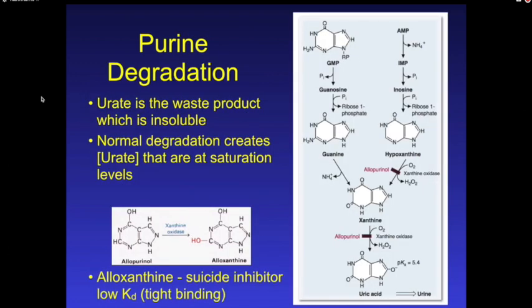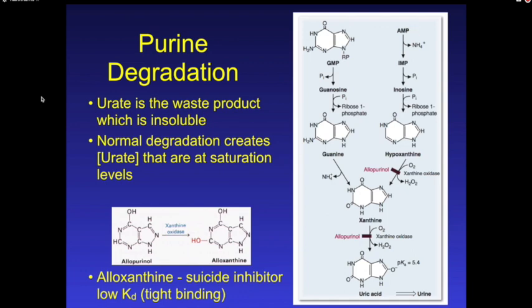Now, the purine degradation, this is where we get an issue. And as we go through the degradation, what we're going to do is look at the bases without the sugar attached. And so GMP will be dephosphorylated by the nucleotidase. That was the first enzyme we looked at before. And then phosphorylase will give the free base.